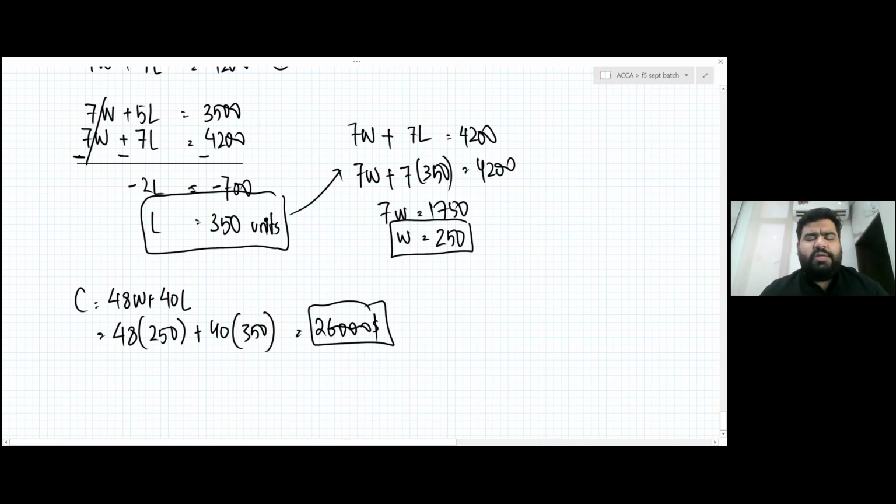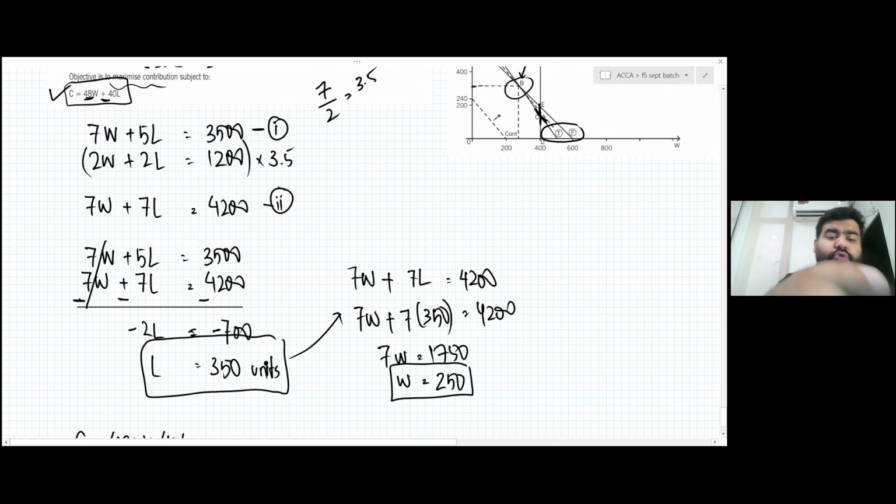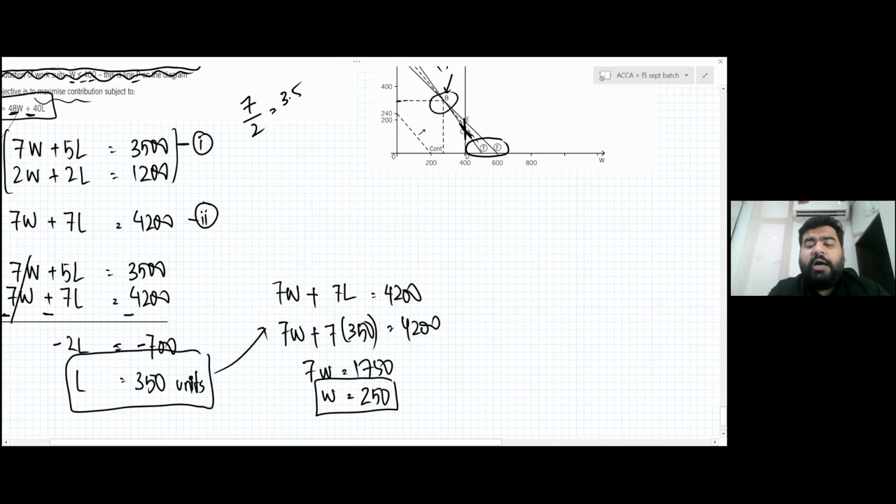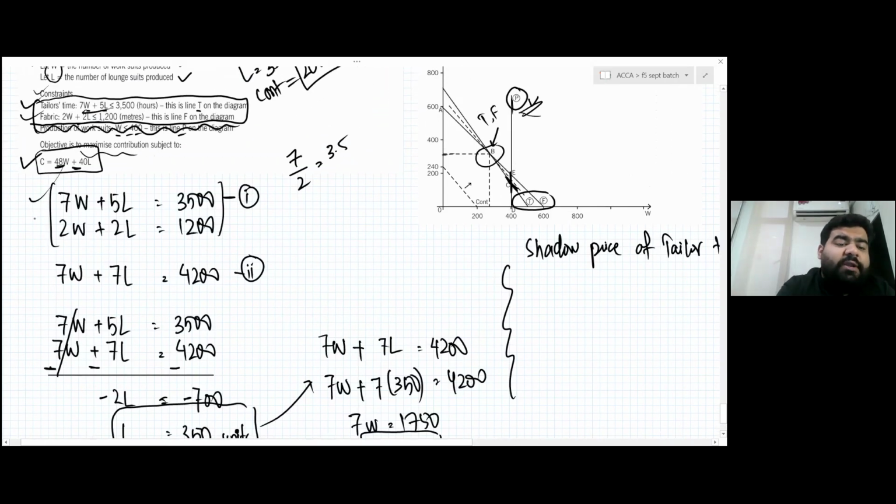This is the normal scenario if they ask you to calculate the L and W contribution. But now, you have these two equations, according to the normal scenario. So if they ask you to calculate the shadow price of tailor time, they can ask you for fabric as well, but I am just considering that they ask you for tailor time. Now you have two equations. 7W plus 5L is for tailor and 2W plus 2L is for fabric.